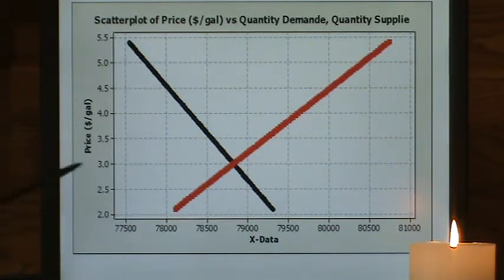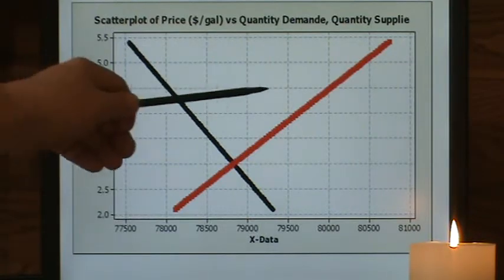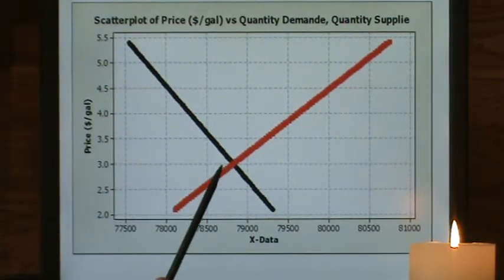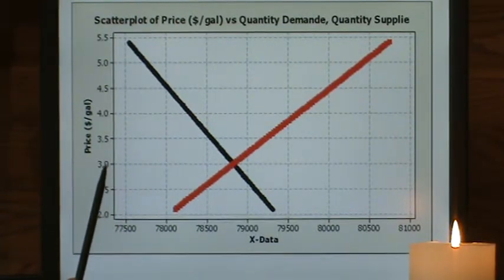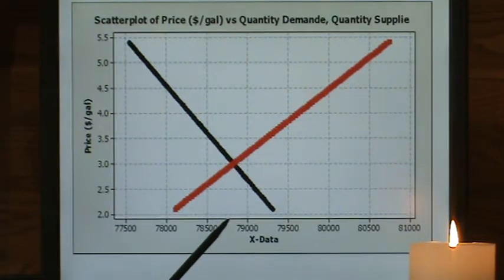The supply curve, on the other hand, the red line, moving the opposite direction. At low prices, suppliers are unwilling to bring much to the marketplace. As the price is bid up, they bring more to the marketplace. And in fact, we see that equilibrium point right there where the two curves intersect, $3 per gallon and about 78,800 barrels per day being traded.